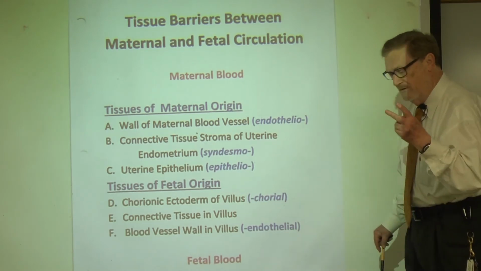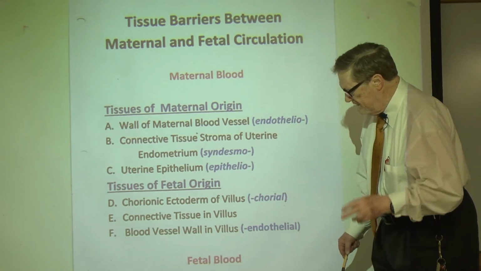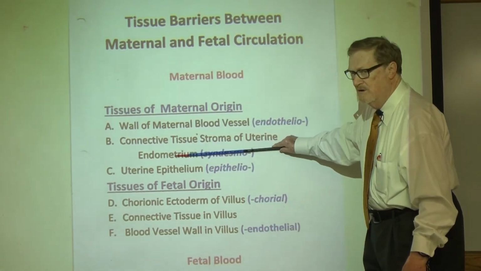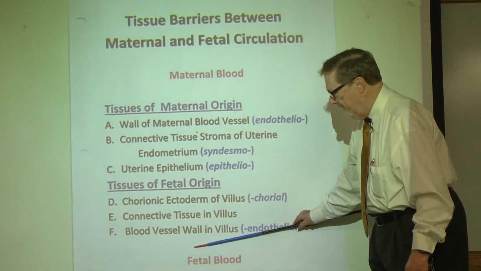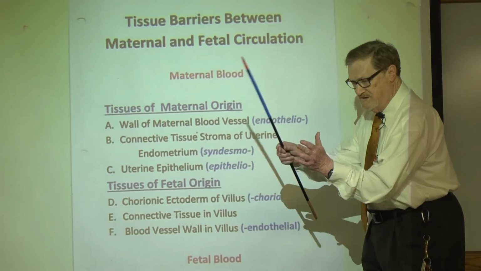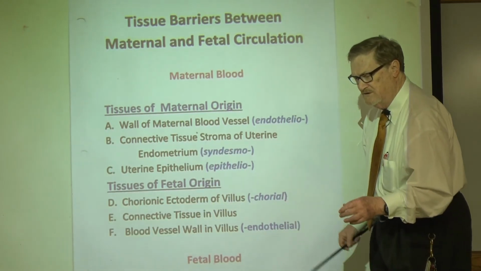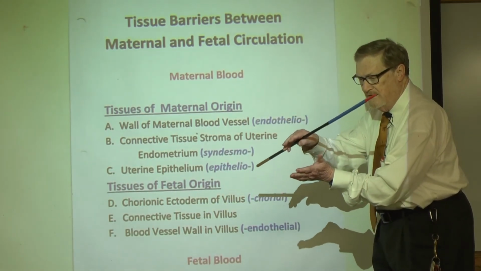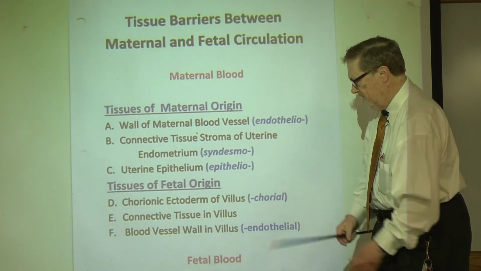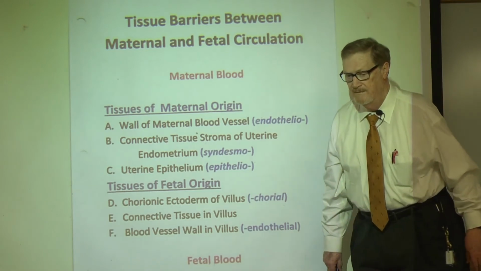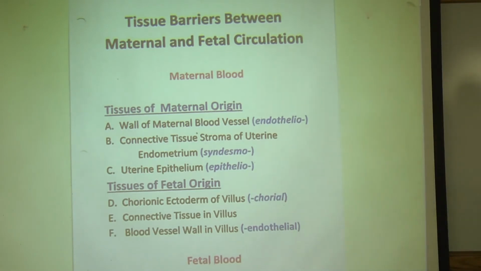We're going to name them in 2 ways. One is which of the maternal tissues is the outer maternal tissue, and which of the fetal tissues is the one that plasters up against it, is up against the maternal tissue. Which of the fetal tissues is the outer one next to the outer maternal tissue. And so we'll start out with the one that has the most number of tissue barriers.